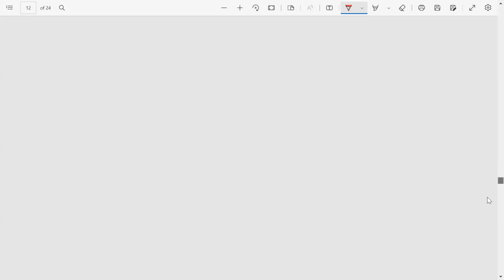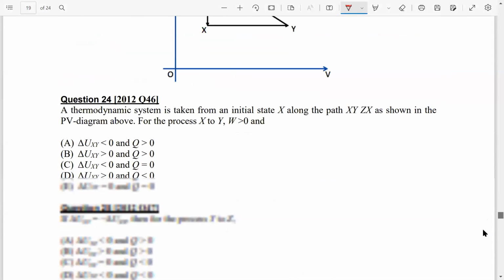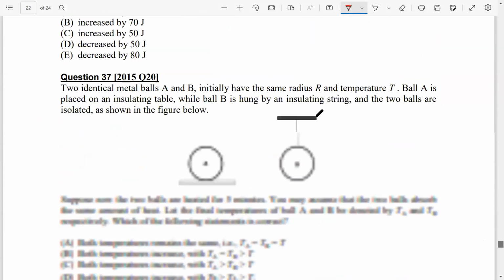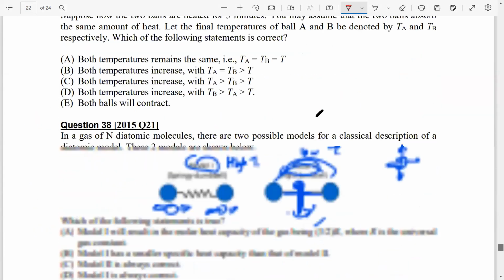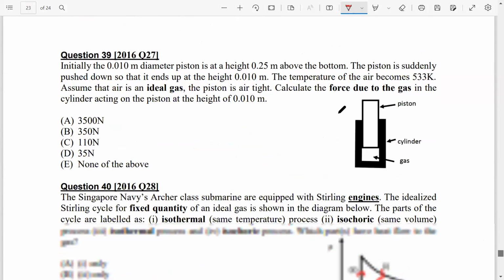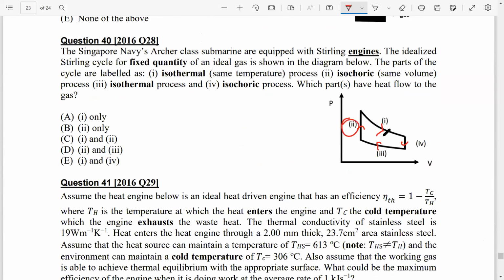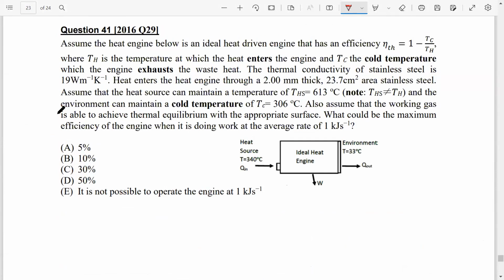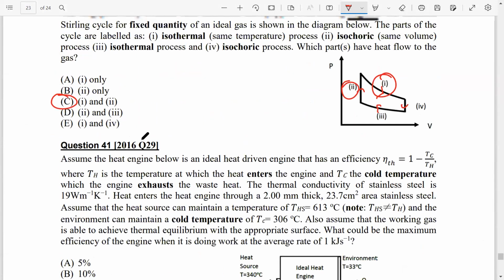Okay. So back to the question. So isochoric heating, isothermal expansion. Number one and number two. Answer should be C. Let's check. Question 40, yep, answer is C.